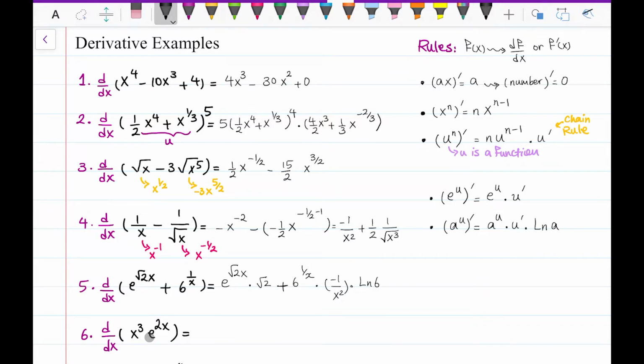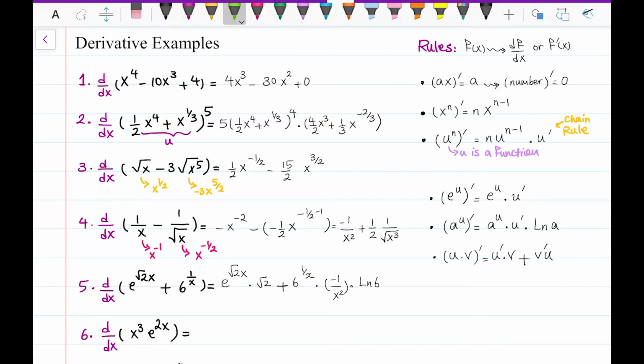For the next example, I need to review the product rule, which is what? If I have a function u and I multiply it by a function v and I want to find derivative of that, it would be derivative of the first one, u, times the second one, plus derivative of the second one times the first one. So basically derivative of u times v plus derivative of v times u, okay? So this is the rule that I'm going to use in here.